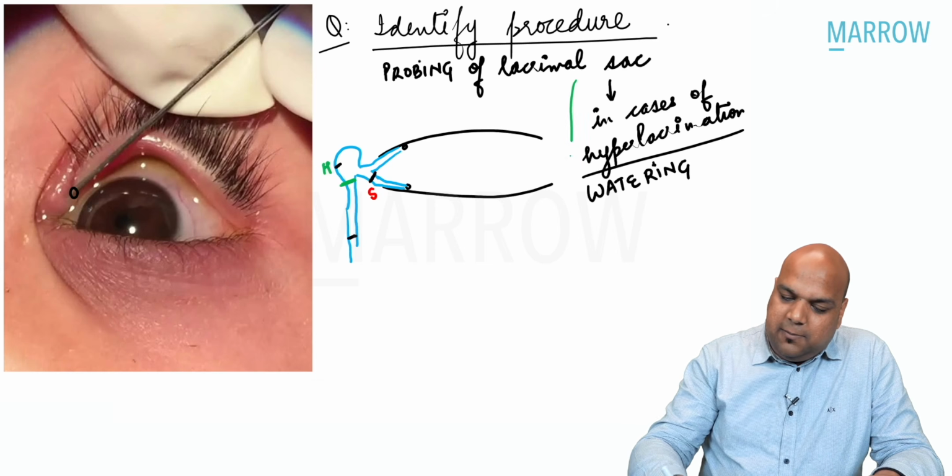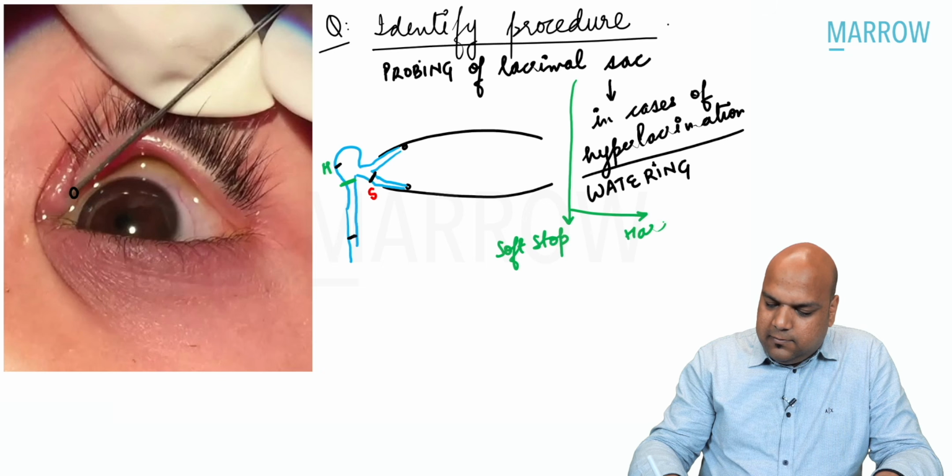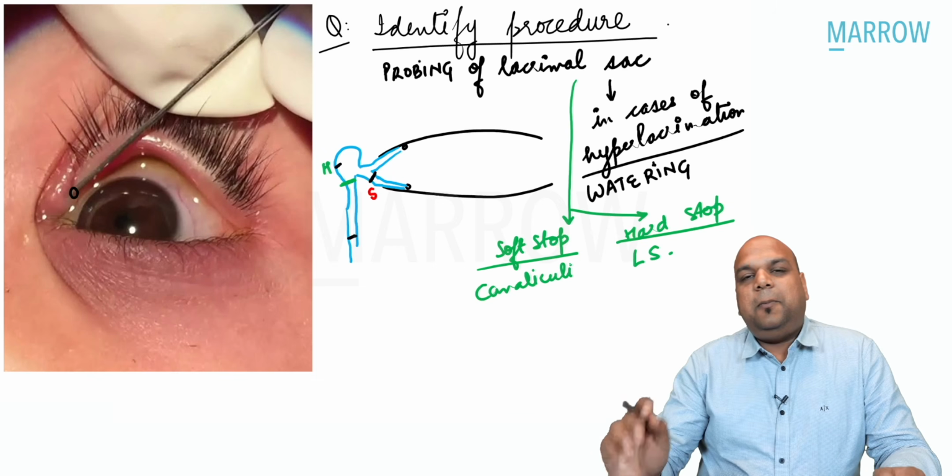So probing of lacrimal sac: soft stop or hard stop. Hard stop means lacrimal sac. Soft stop means canaliculi. Am I clear about this, everyone?